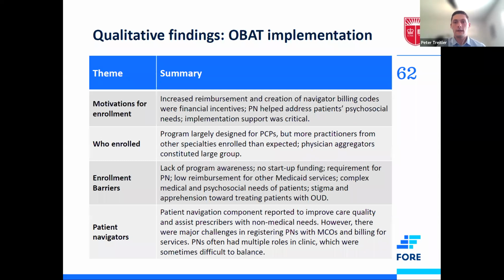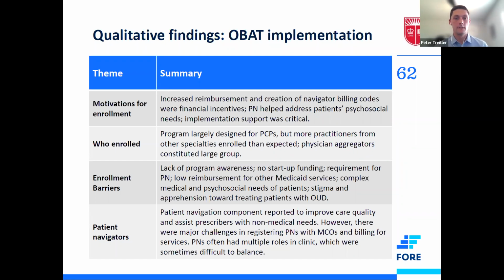But what actually happened in practice, even though a good number of PCPs did sign up, other specialties also enrolled in larger numbers than expected. One group that was pretty common was physician aggregators, which are larger, sometimes multi-state organizations that hire physicians to do the MOUD piece. And then the physician aggregator organization takes care of the back end, including the navigation and billing and that kind of thing. But overall, it did result in an increase in the number of providers, as we can see in the prior slides.